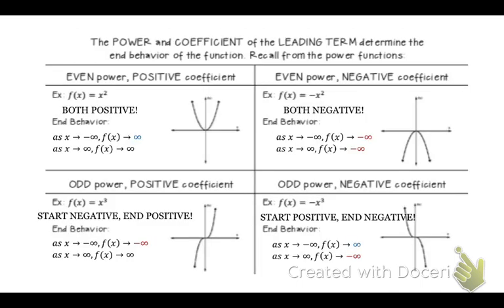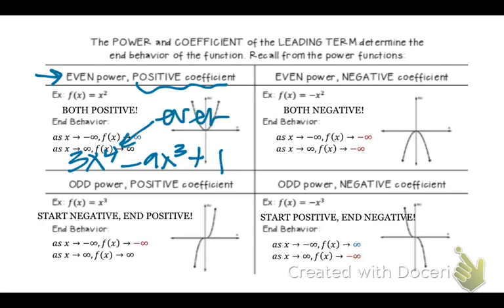Actually, let's go back to this slide for a second. So this tells you this is an even power and a positive coefficient. So an example of this graph, and write this on here, would be like 3x to the fourth minus 9x cubed plus 1. So that is an even power, and a positive leading coefficient.